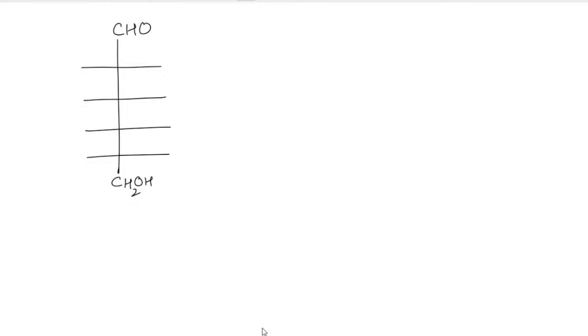Okay, so on the second carbon there is H, OH, on the third carbon it is OH, H, on the fourth carbon it is H, OH, and H, OH. So this is the exact spatial arrangement of H and OH. Okay, so this is called glucose.